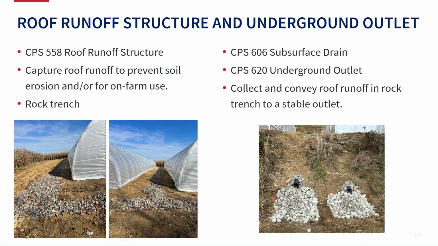Typical solutions that we're going to see to this is running a rock trench along the axial length of the high tunnel, and those rock trenches are going to be contracted under Conservation Practice Standard 558 Roof Runoff Structure. In that rock trench, we'll likely have a 606 Subsurface Drain, a perforated pipe. From that perforated pipe, we'll then need to take that water and direct it to a stable outlet using an underground outlet pipe. And then we'll want to make sure we have some sort of protection of where that water is coming out to make sure that it's being stabilized.